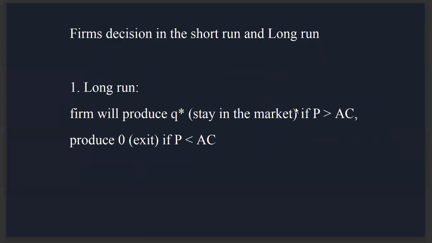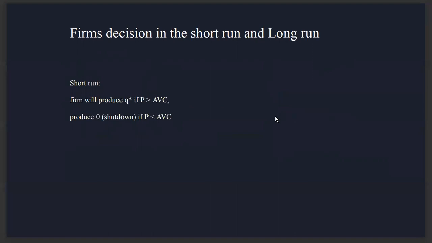Secondly, firms have to decide whether they are in the short run or the long run. So in the long run, firms will produce Q star and stay in the market if the price is greater than average cost. In other words, the profit is equal to 0 when the price is equal to average cost. Otherwise, the firms will shut down or leave the market if the price is less than average cost. Oh, one more thing is the profit maximization condition, which is the price equal to the marginal cost.